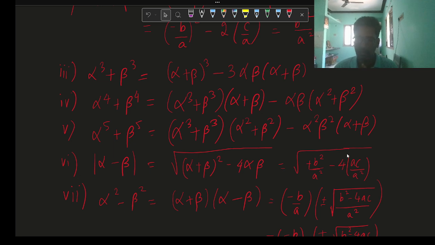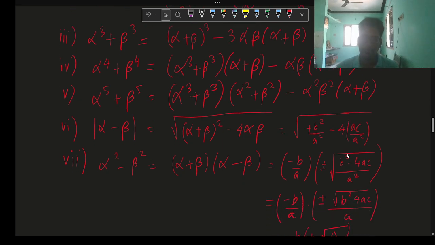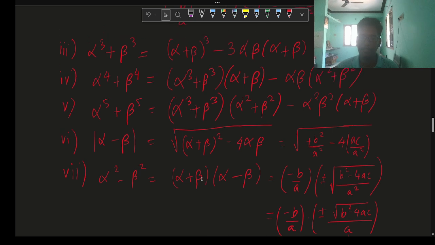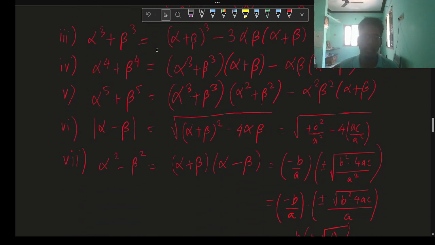Same way, alpha square minus beta square. We all know a square minus b square can be written as a plus b into a minus b. Correct? Same way, we are doing alpha plus beta of alpha minus beta, and I am just substituting the results we got from the first equation, which is alpha plus beta is minus b by a, and alpha minus beta is plus or minus root over b square minus 4ac divided by root over a square.